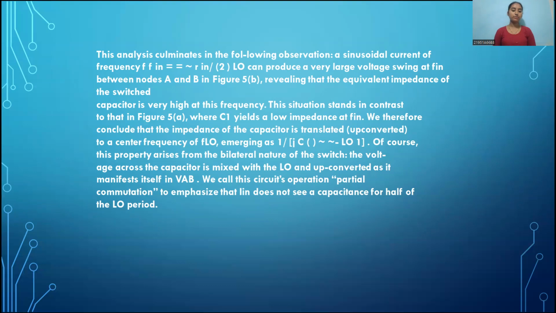Of course, this property arises from the bilateral nature of the switch. The voltage across the capacitor is mixed with the LO and upconverted as it manifests itself in VAB. We call this circuit's operation partial commutation. The emphasis is that Iin does not see a capacitance for half of the LO period.